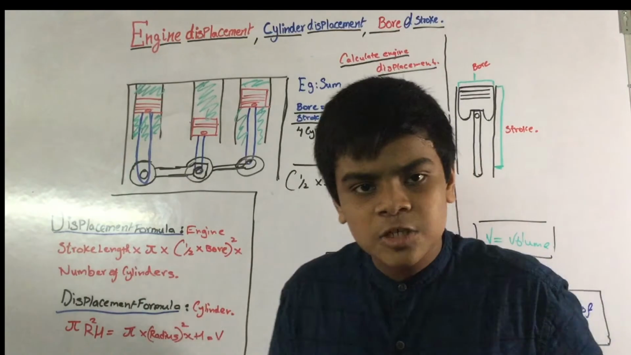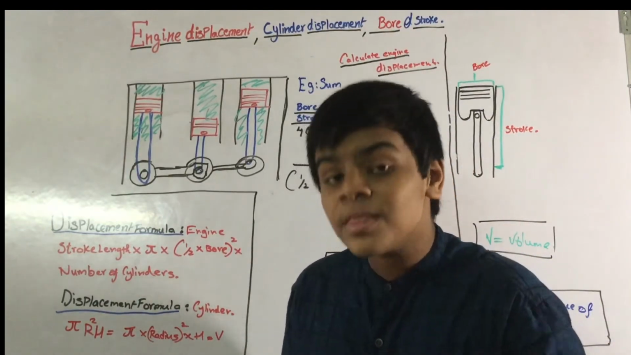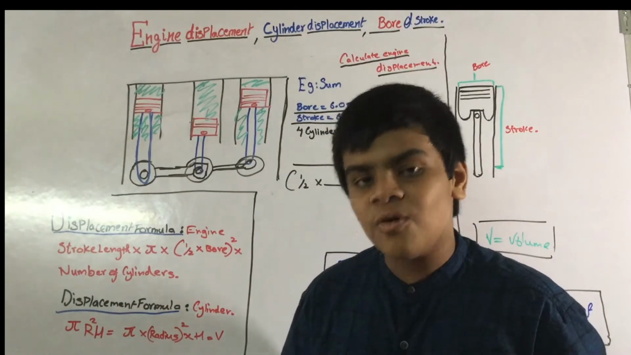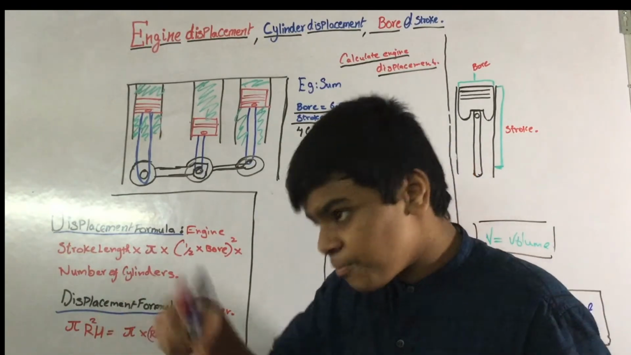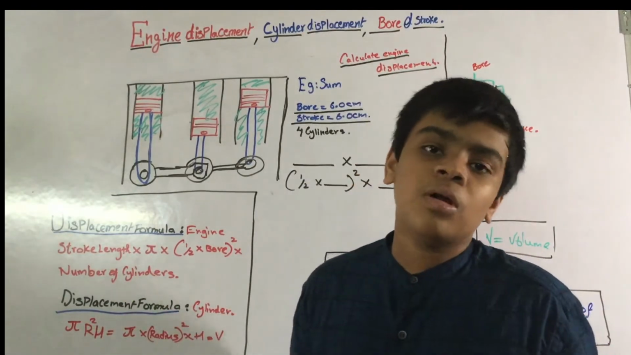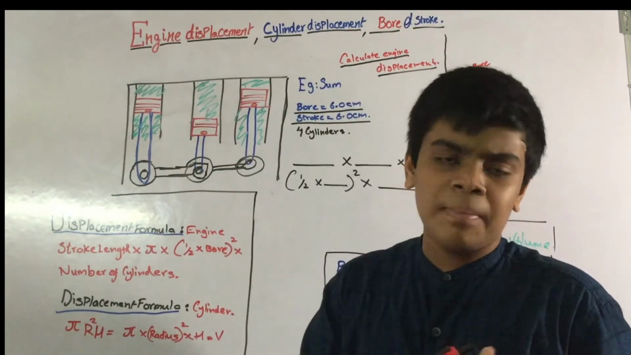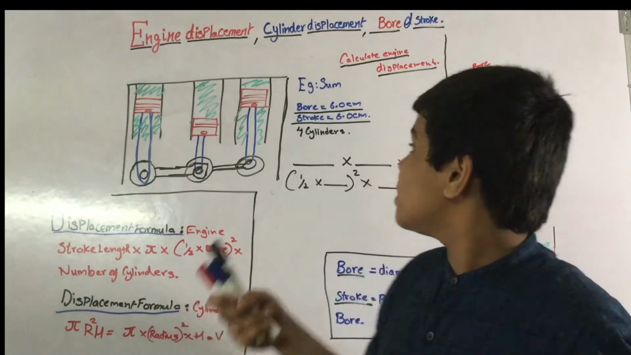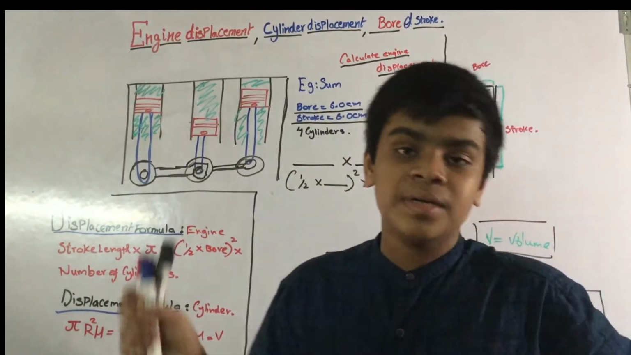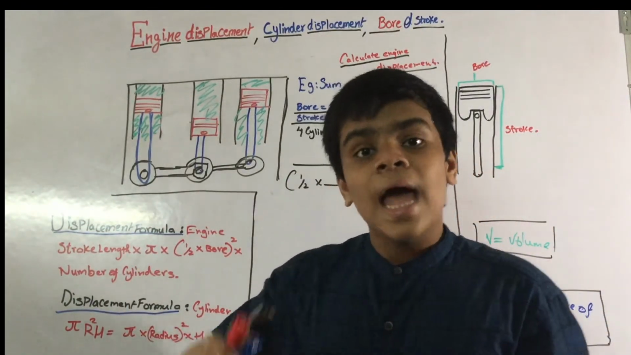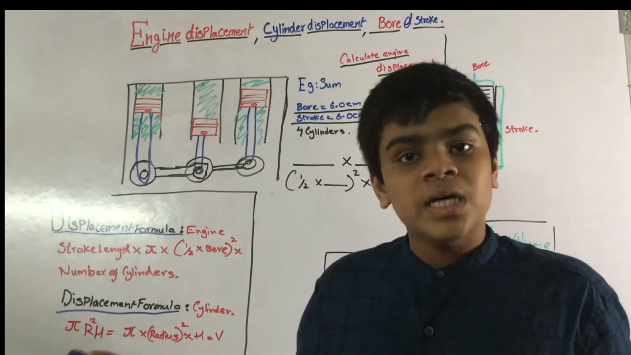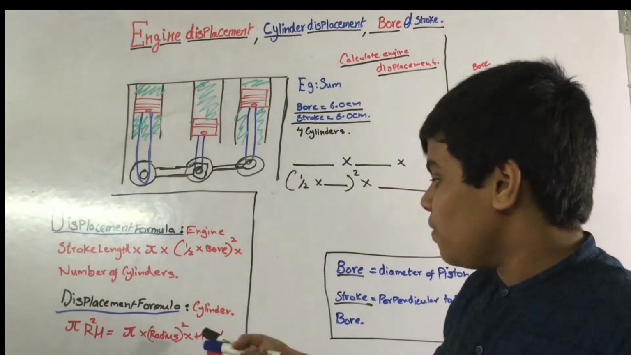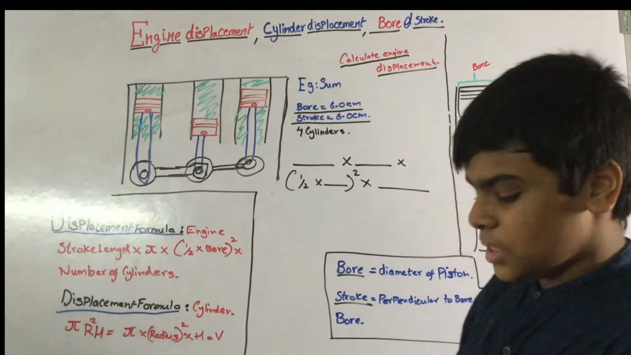Engine displacement is equal to the stroke length, times pi, 22 by 7 or 3.14, and then you multiply by half, put a bracket, half into bore, whole square of that. So 1 by 2 whole square is 1 by 4 into the bore. If I got 6 centimeters right over here, then it will become 36 centimeters, and then you multiply by the final thing, which is the number of cylinders. You got it, very easy. See how easy this is? So let's move on.